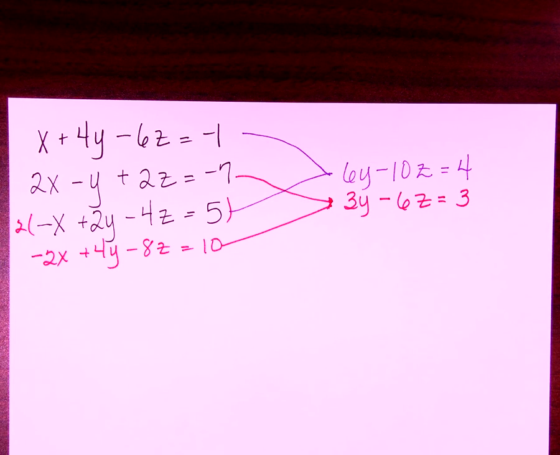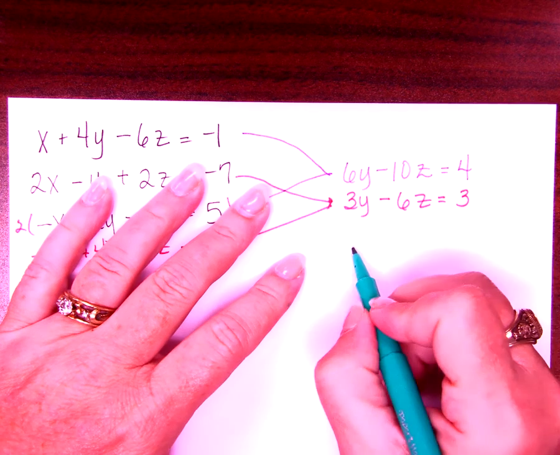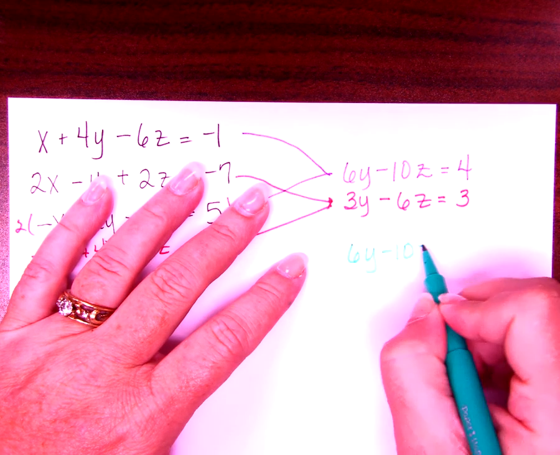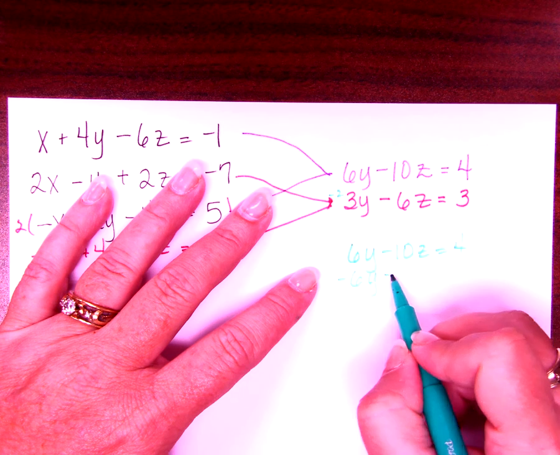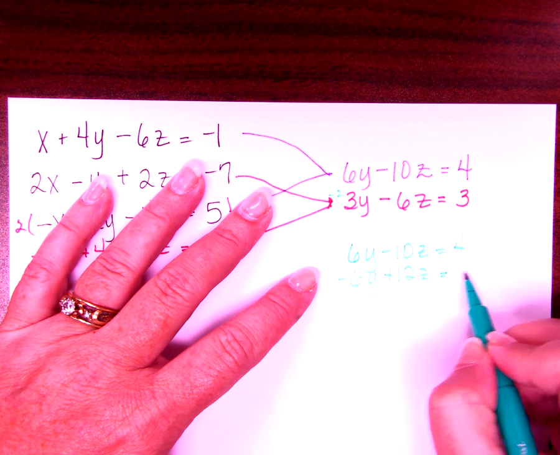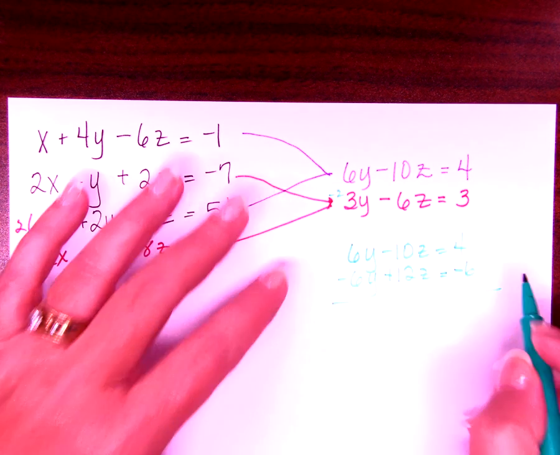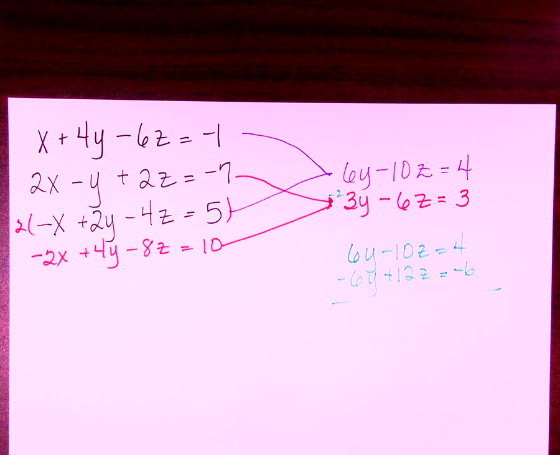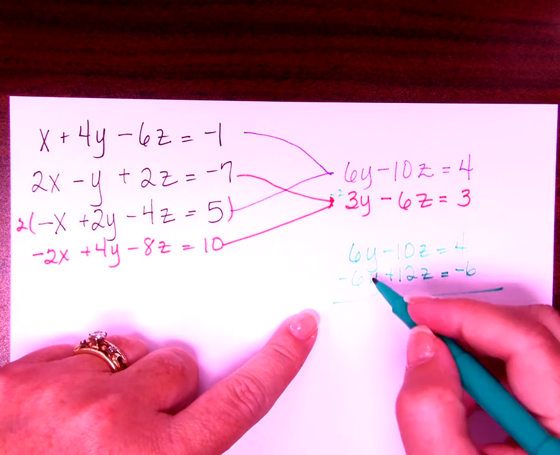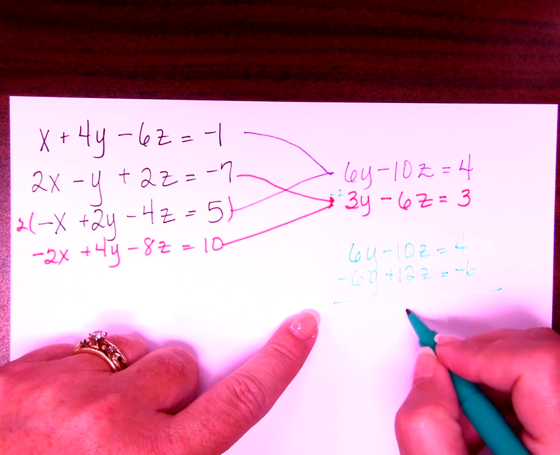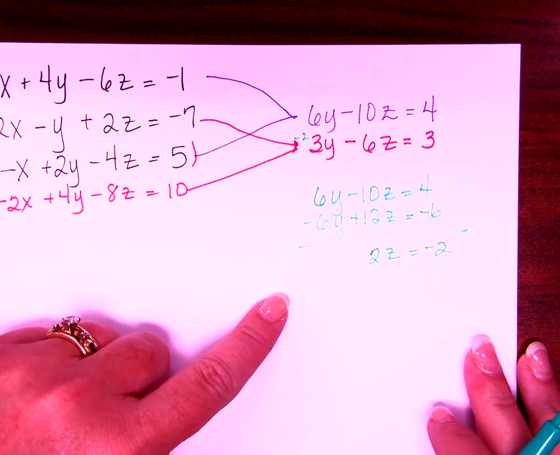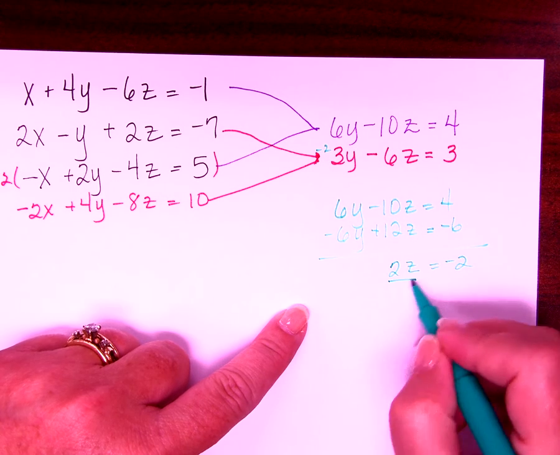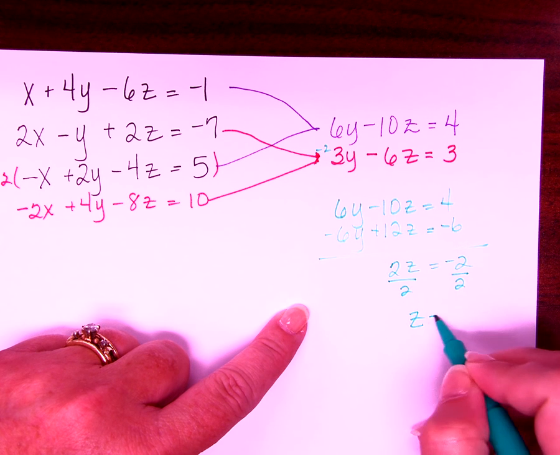The y would probably be easiest in this case. And I need to do what? Multiply the bottom by -2. When I do that, I get -6y plus 12z equals -6. Correct? Combine. 2z equals -2. Thank you. If I divide both sides by 2, I get z equals -1.